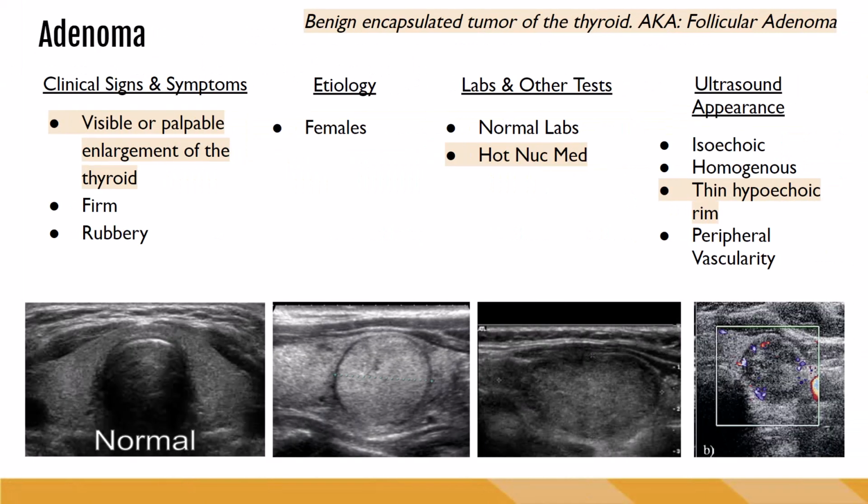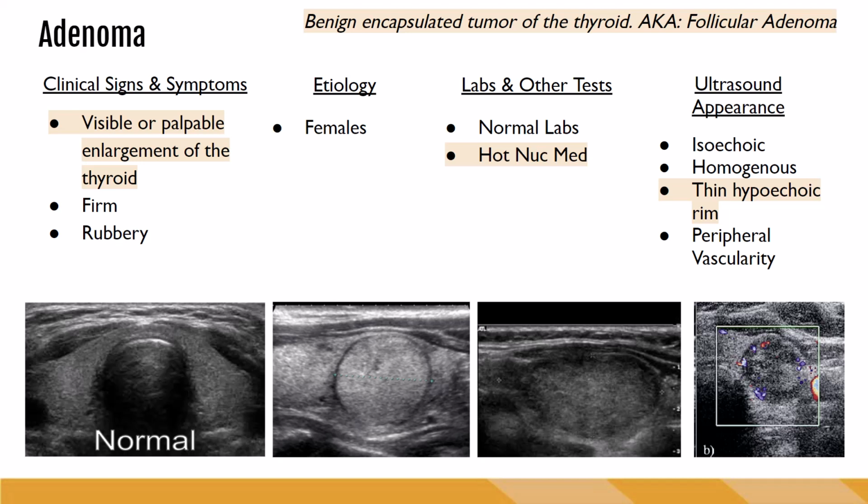As a recap then, adenomas are benign encapsulated tumors of the thyroid, also known as follicular adenomas. If they are large enough, they might be visible or palpable on the outside of the thyroid. It is not uncommon for a doctor to do a physical, feel around on the neck and say, hey, I think your thyroid's enlarged or that there's a nodule present. Let's get an ultrasound done.